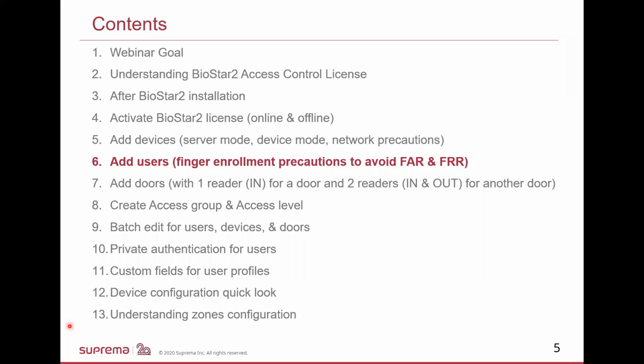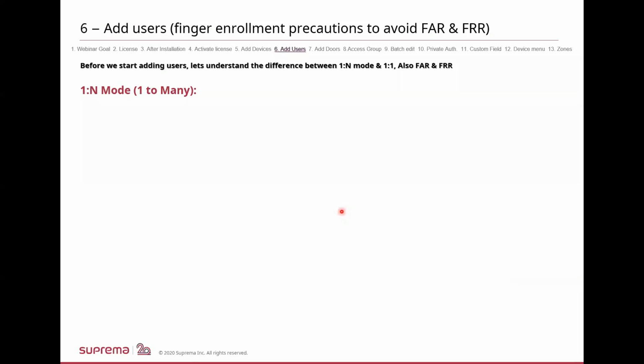So if we proceed, before we start adding users, we need to understand the difference between one-to-N mode and one-to-one, as well as FAR and FRR. If we start with one-to-N mode, some regions or some clients call it one-to-many. So one-to-N is equivalent to one-to-many. Both are the same terminology.